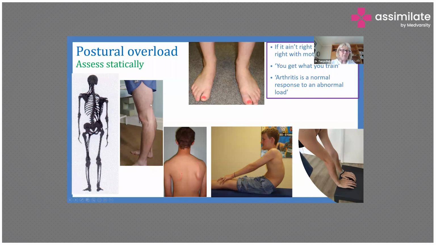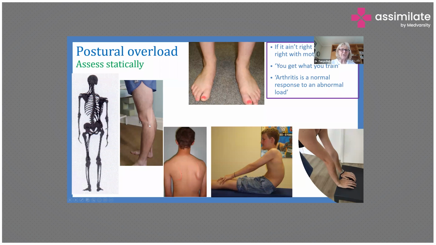This chap here was a top professional cricketer for his country, and you can see how he hyperextends at the knee. So this causes a tension on the posterior structures of the knee and a compression anteriorly, causing antero-inferior patellofemoral pain. So this chap, because of his patellofemoral pain, if you just treat his knee locally, as you can see, you're never going to improve him. You need to improve him so that his knee no longer locks into hyperextension when he runs.